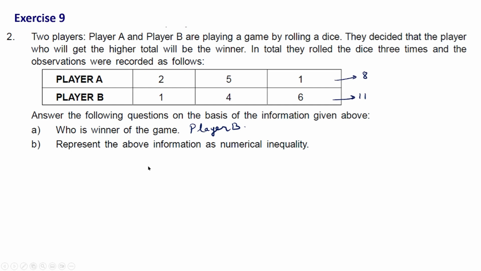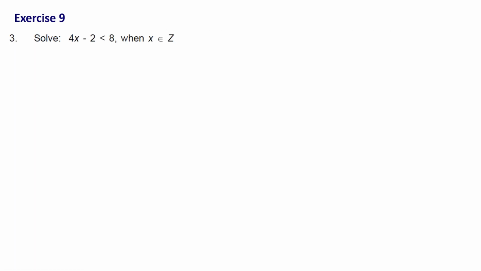We have to represent the above information as a numerical inequality. So here 8 is less than 11. Since 8 is less than 11, the person who got the higher score will win the game. B got 11, so B won the game.